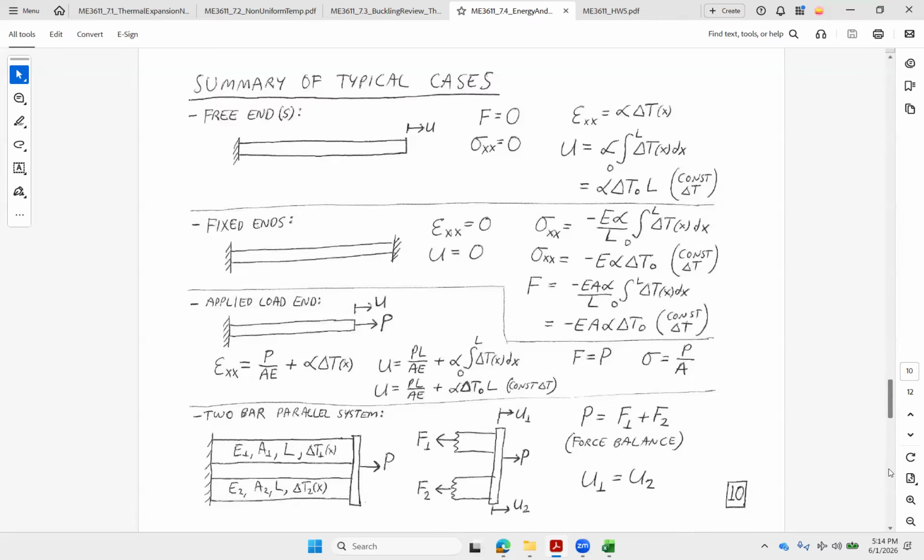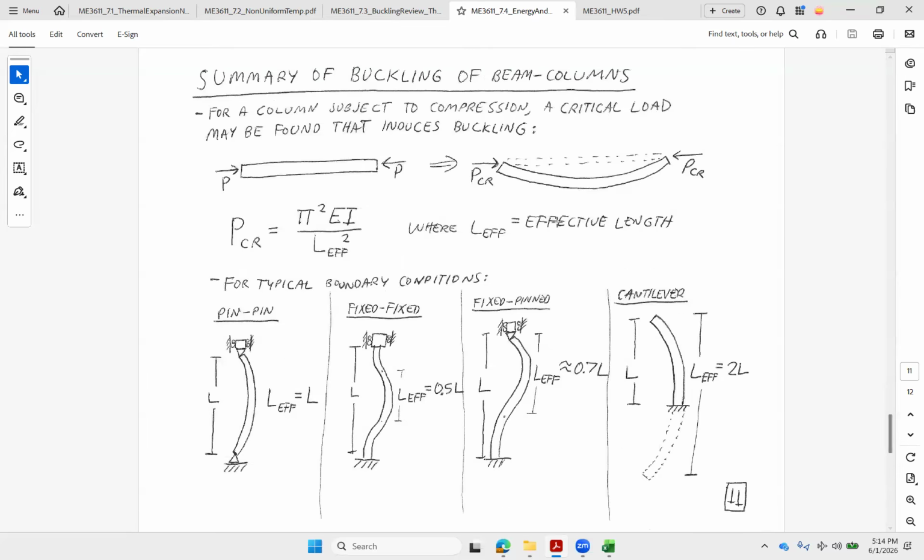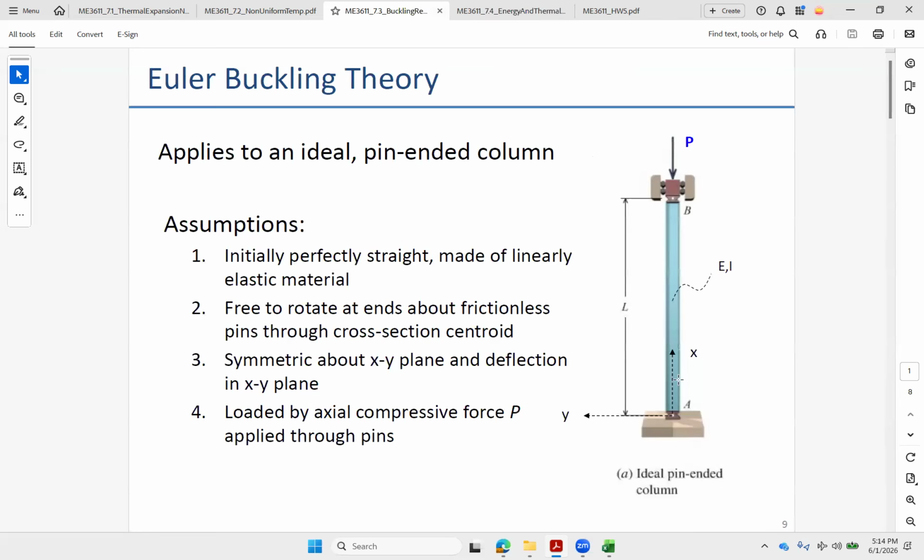So there's all our thermal expansion goodies right there. Next thing we're going to talk about is Euler-Bernoulli buckling, and then we'll throw that together with thermal expansion here.